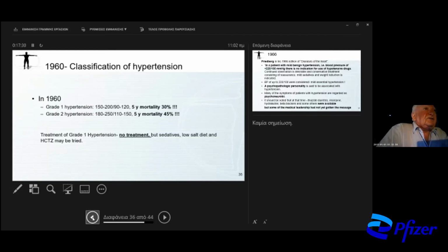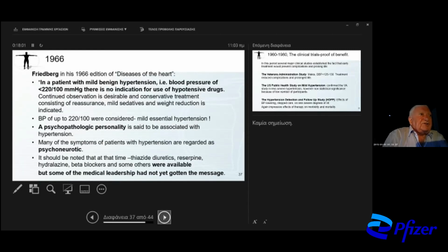In 1960, not so long ago, about 60 years ago, grade 1 hypertension was defined as 150 to 200 above 90 to 120. But in this group, the 5-year mortality was 30%. So how can we call it grade 1 hypertension? Grade 2 hypertension was significantly higher, and the 5-year mortality was 45%. The recommendation for grade 1 was no treatment.